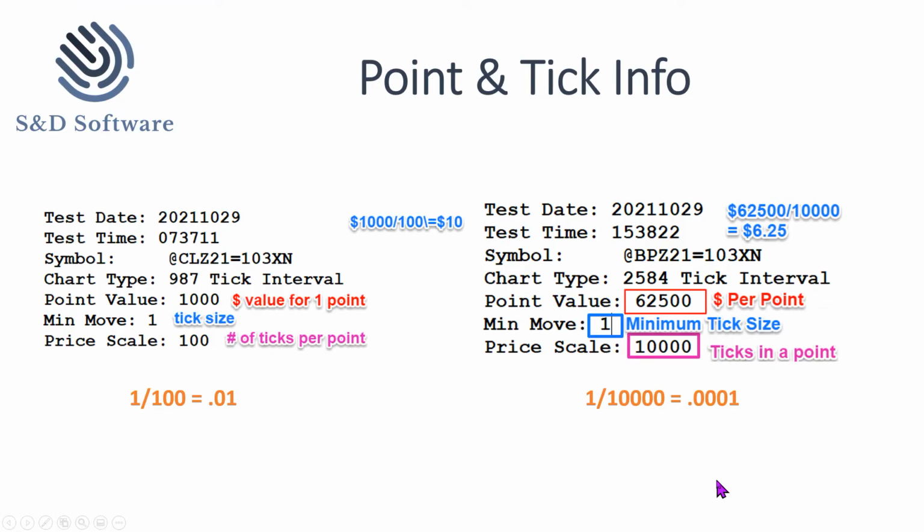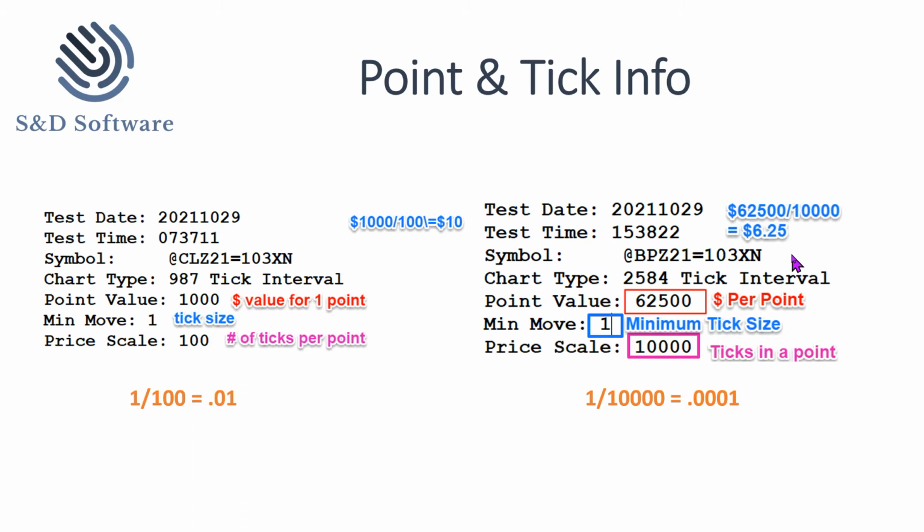But before I go over those elements, I want to explain how the point and tick information is communicated from TradeStation. So here's an example of CL. It's $1,000 in value for 1 point. The minimum move for a tick is 1. And the price scale is 100. So there is 100 ticks per point, or 0.01 would be the scale. And then you can take that information and you take your $1,000, you divide it by 100, and then you find out that your value is $10 a tick.